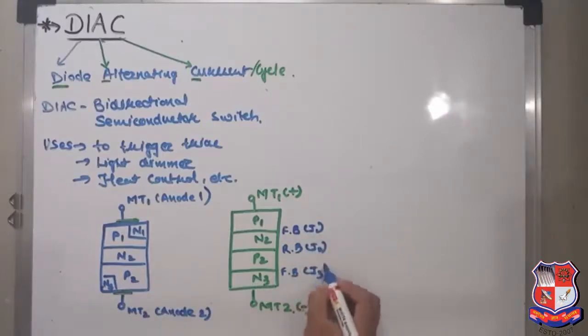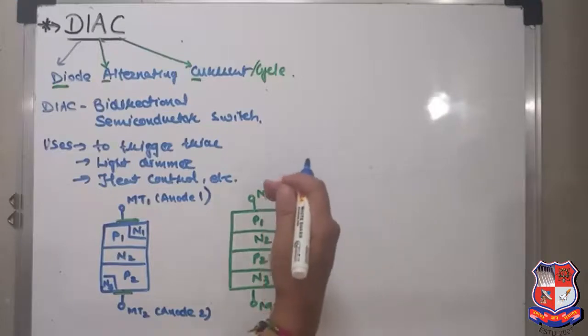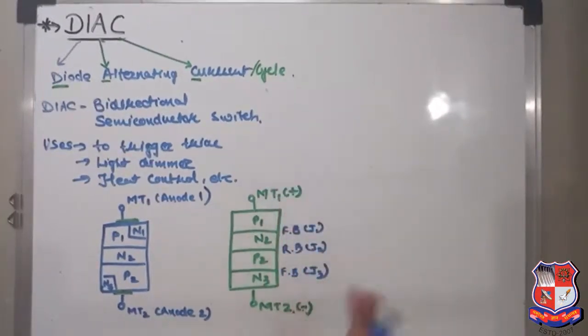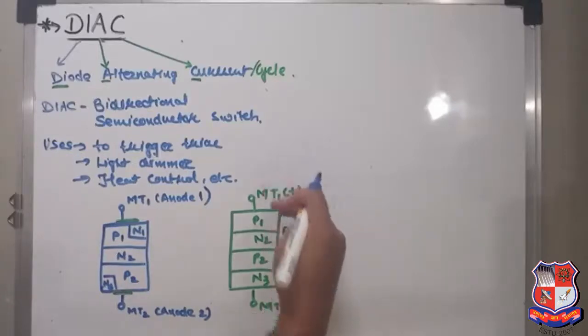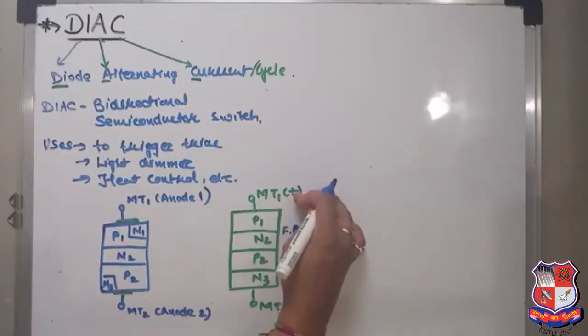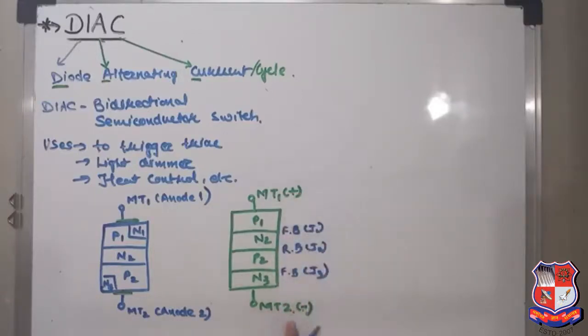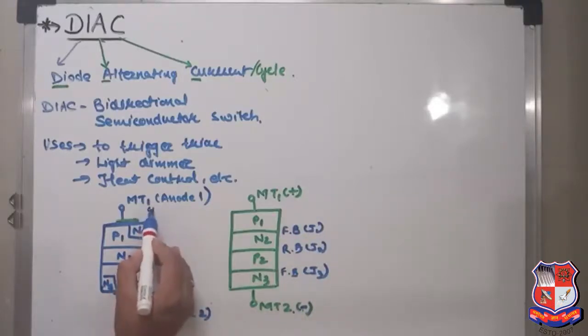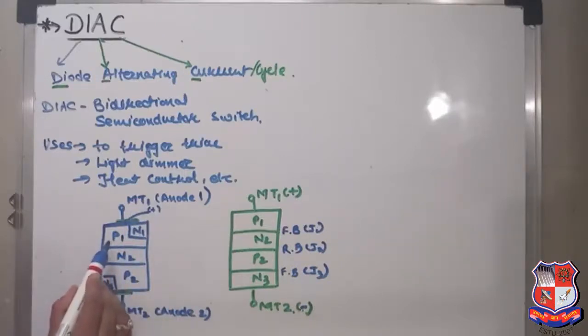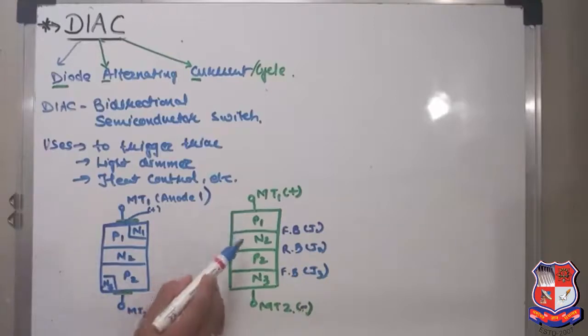Now initially when the anode is made positive with respect to the cathode in the case of an SCR, here the terminals are labeled as main terminal 1 and main terminal 2. When main terminal 1 is made positive with respect to main terminal 2, at that time what happens? That positive is received by P1. So the P1 layer is activated. So P1, N2, P2 and N3 are there. So it is exactly similar to the SCR.